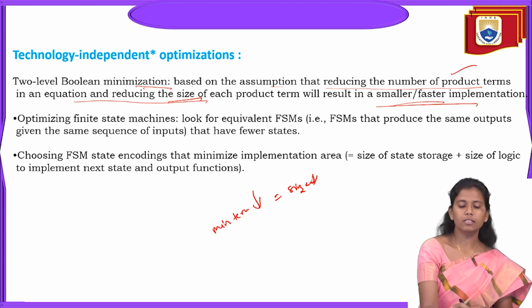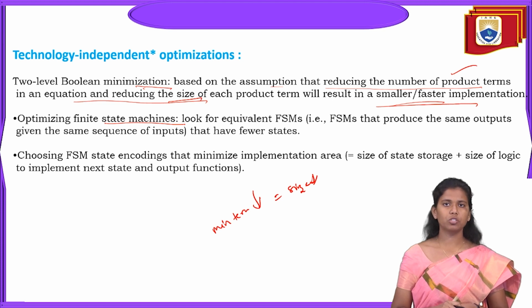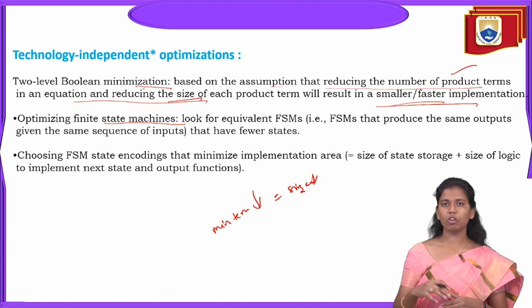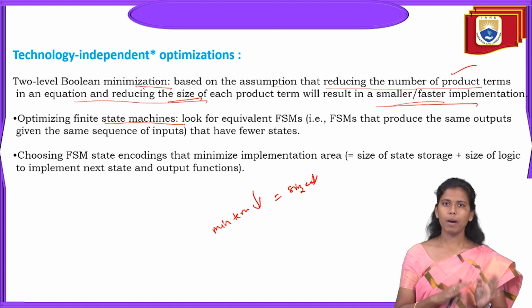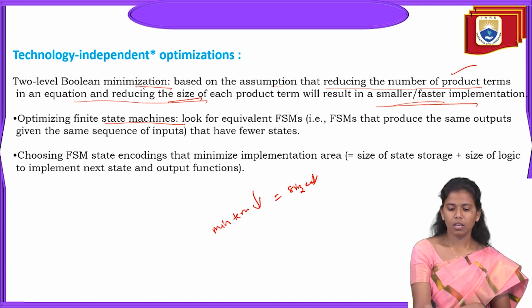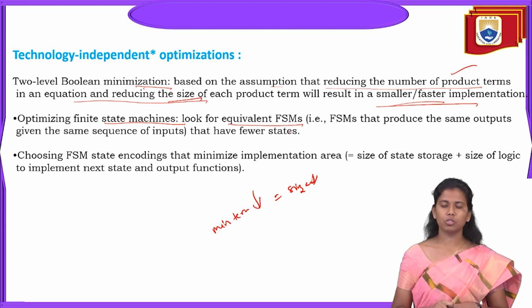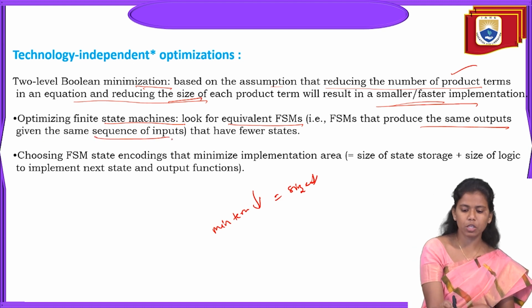And the second one is optimizing finite state machines. We have already discussed finite state machines. They help us convert a low level to a high level of abstraction, and there are two possible ways to implement them: Mealy and Moore, depending upon the past input as well as the present state outputs. So in optimizing finite state machines, we look for equivalent finite state machines, which produce the same output given the same sequence of input.